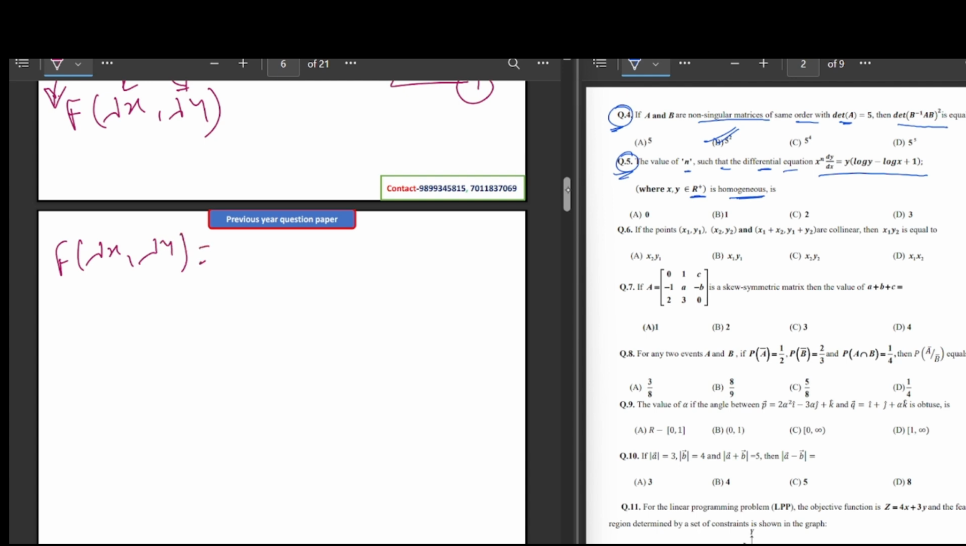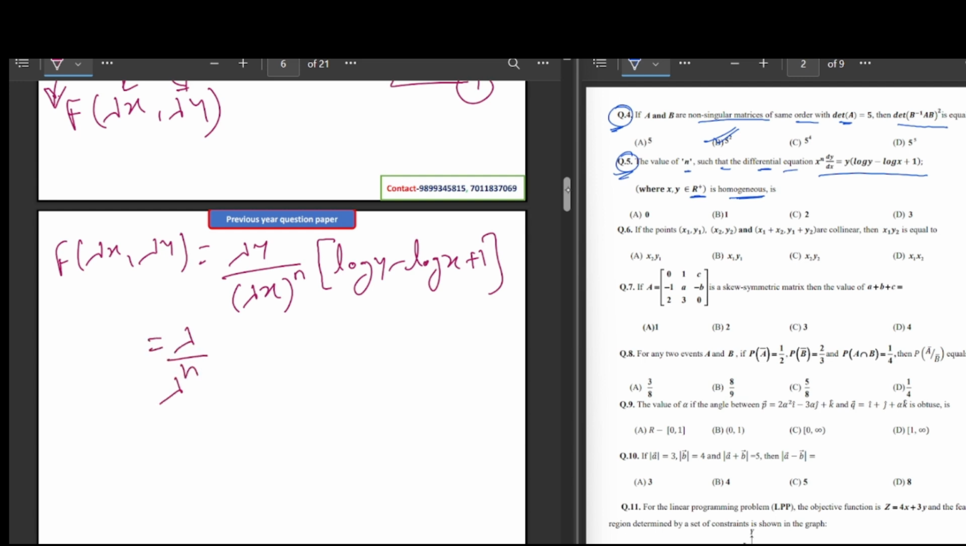So the equation will be lambda y over lambda x raised to the power n, log y minus log x plus 1. So we can write it like that: lambda over lambda raised to the power n, y over x raised to the power n, log y minus log x plus 1.